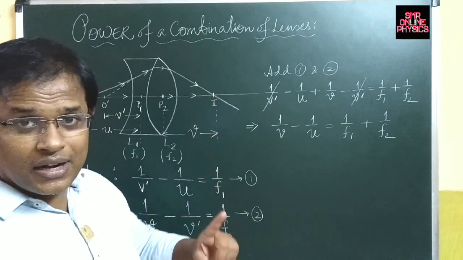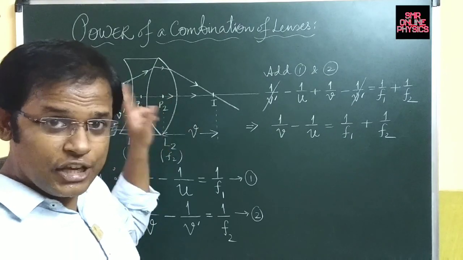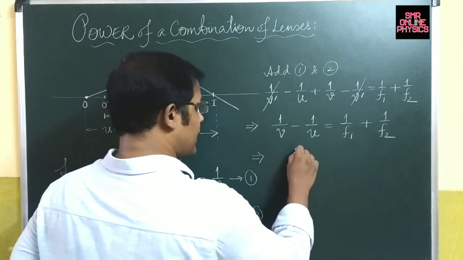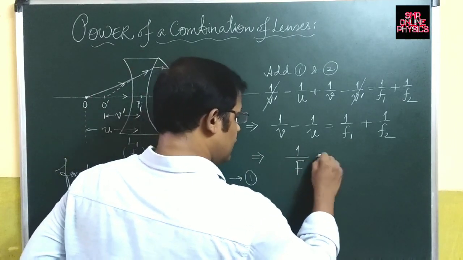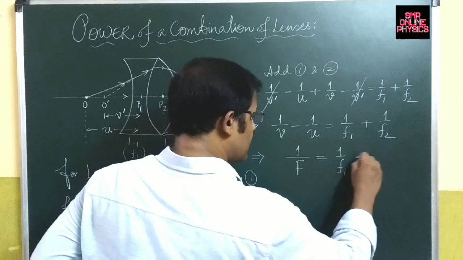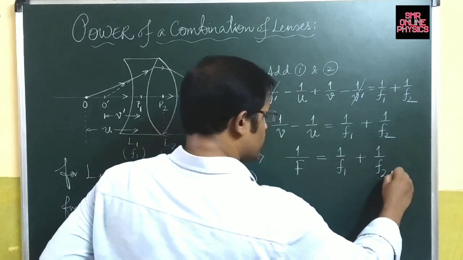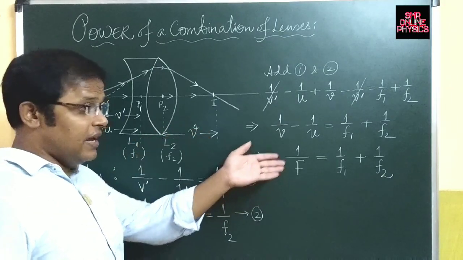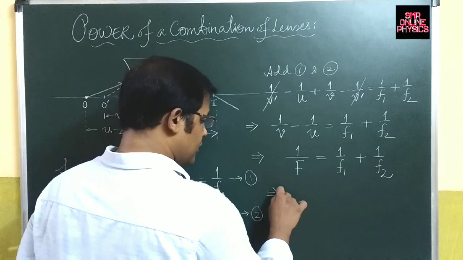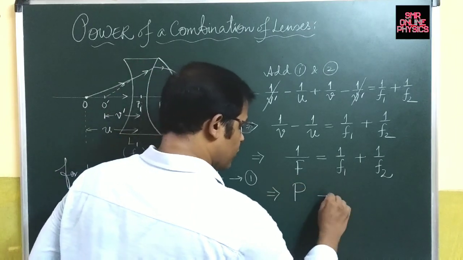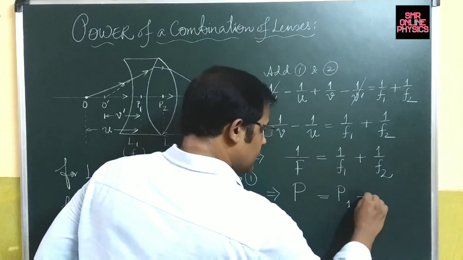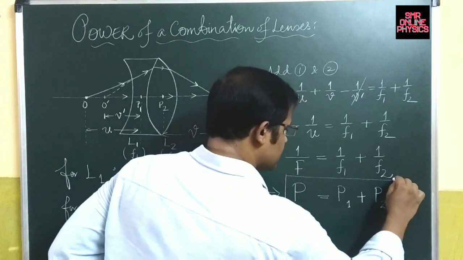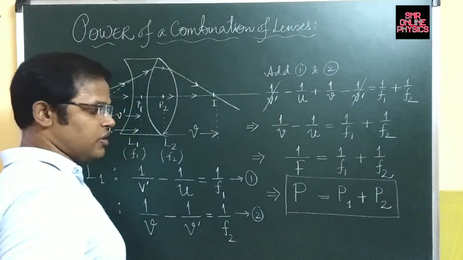That single equivalent lens for these two will have some focal length. Let us call it F: 1 by F equals 1 by F1 plus 1 by F2. So the equivalent focal length for two lenses in combination will be equal to this. And from here you can easily see that the total power of the lens will be a simple numerical addition of the individual powers. This is the total power of the combination of the lenses.